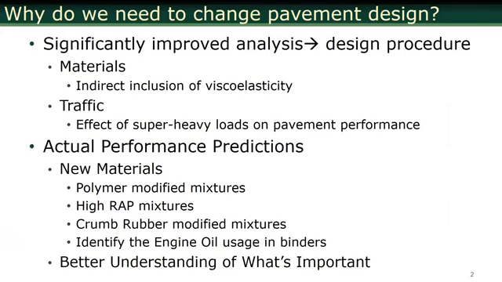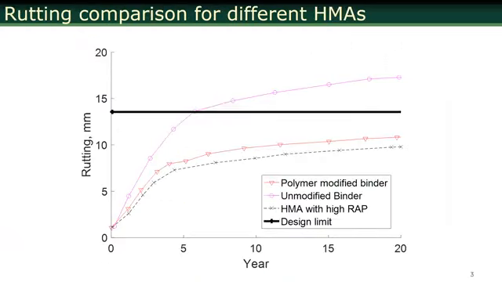And also, if you think about new materials such as polymer modified materials, hybrid mixtures, crumb rubber modified mixtures, a whole bunch of things, the performance of those can be truly seen when you do a Pavement ME based design, and you can have a much better understanding of what is important and what is not important. And I'll show you in one of the examples, you may even identify if there's an engine oil in binders.